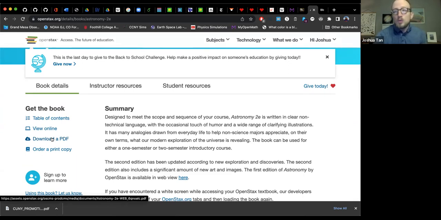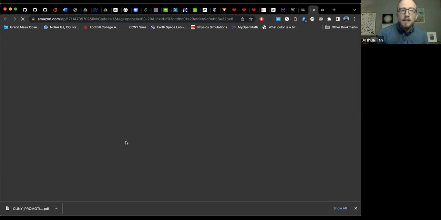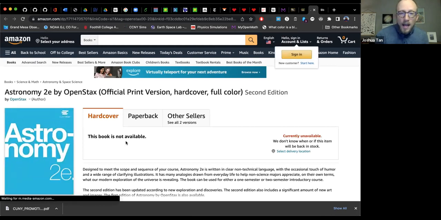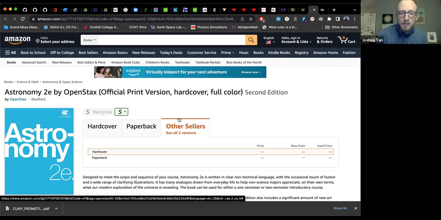Of course, you'd need to use a printing resource. You could use the one at LaGuardia, or if you have your own printer, you could do that. And if you would rather have a print copy yourself, you could order a print copy, and one will be sent to you. Now, they will charge you for that service, but it won't be the same price as a regular textbook. You can see here that if I order a personal copy like this, and I click on this link, they don't have any available, but if I go to other sellers, I think we might be able to find some here.